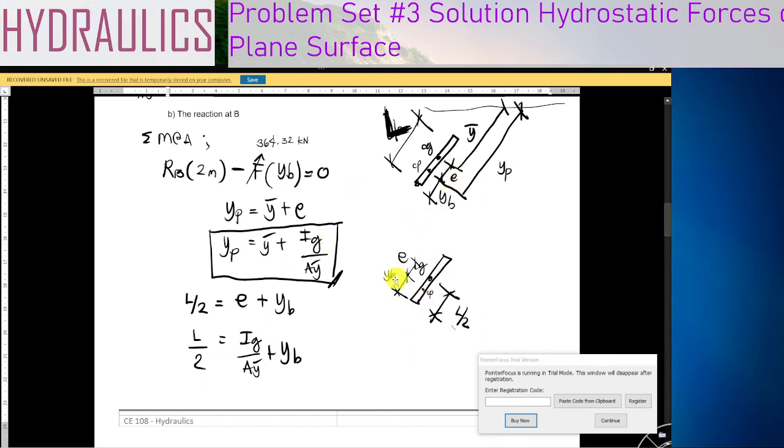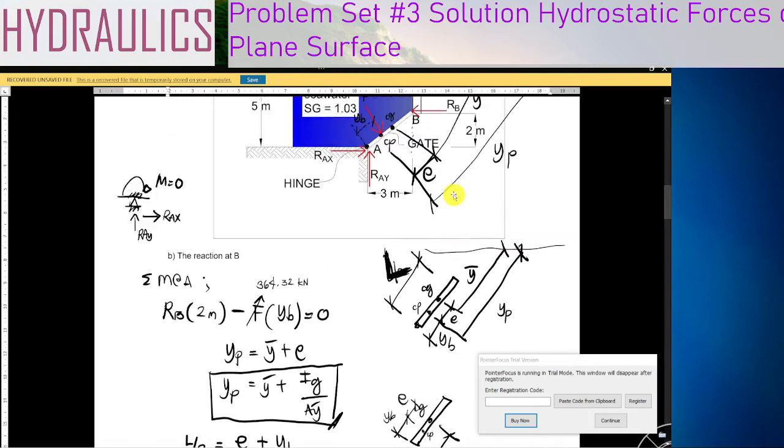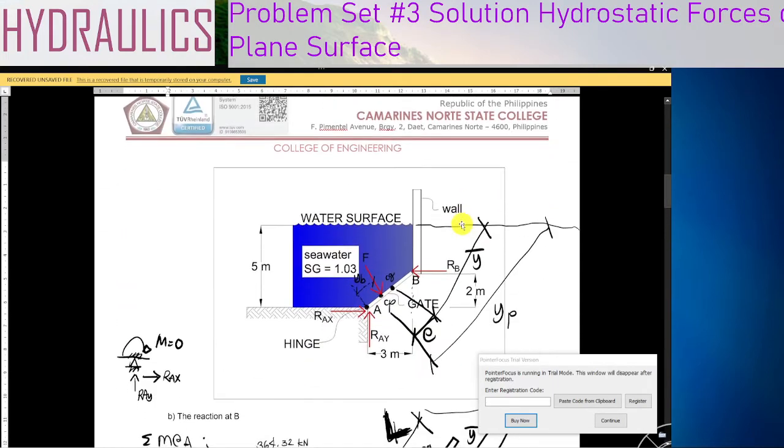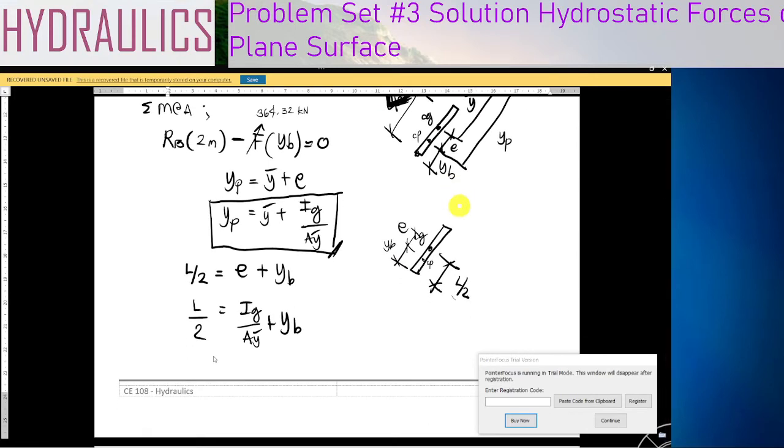So, E plus Y_B equals L over 2, because it's the centroid to this part. So it's half of the total length, which I think is square root of 13. Therefore, the length we're considering here is the hypotenuse. So square root of 13 over 2 is equal to... what is I_G?